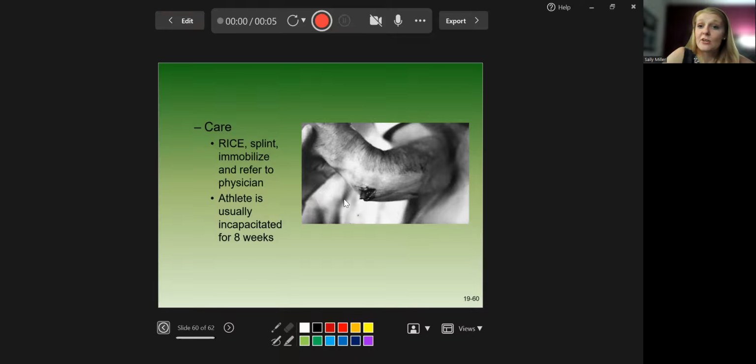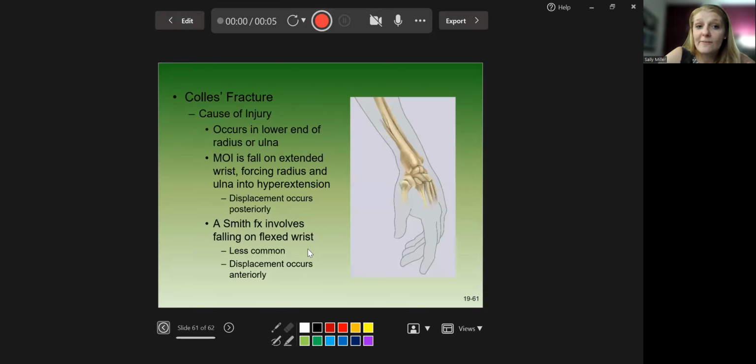But when it fractures, again, it could displace in a couple different directions. Now, I'm not super concerned that you know the difference between what's called a Colles fracture versus a Smith fracture. Again, it's a lower arm fracture, but as far as what causes it, if it's caused by a fall on an extended wrist or a fall on a flexed wrist, that's going to cause it to move one way or the other. So with the Smith fracture, falling on a flexed wrist, again, it's not as common. We don't see these as much, but the displacement occurs anteriorly. So we have the bone shifting anteriorly versus a Colles fracture moving posteriorly.